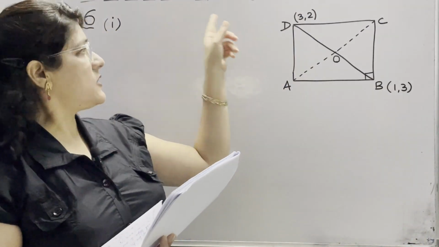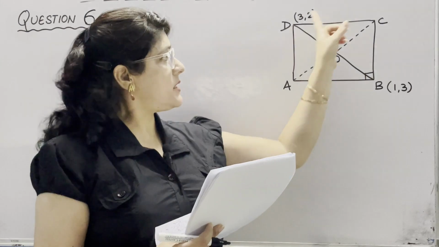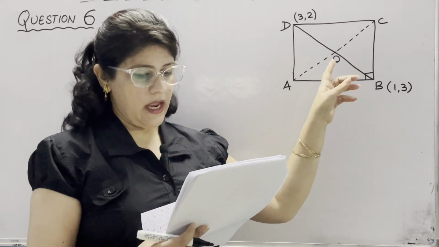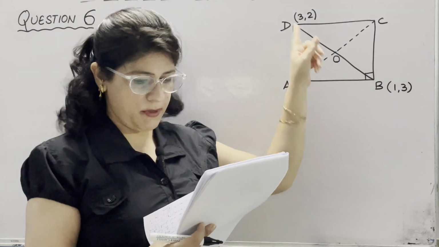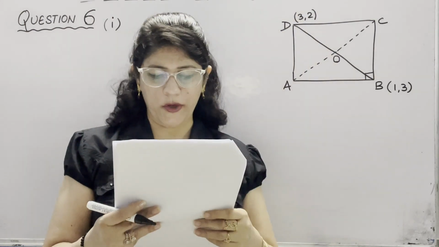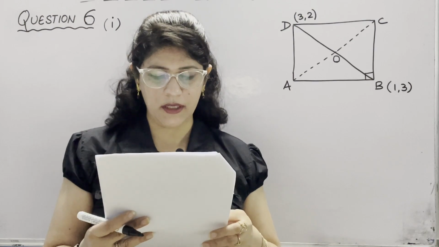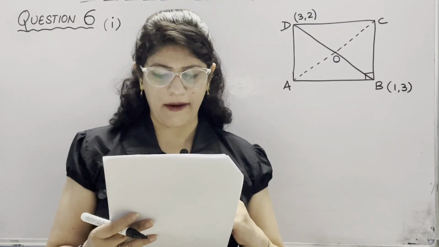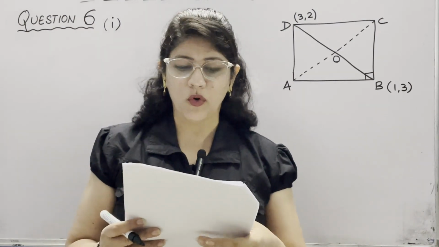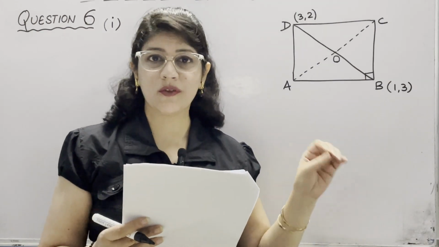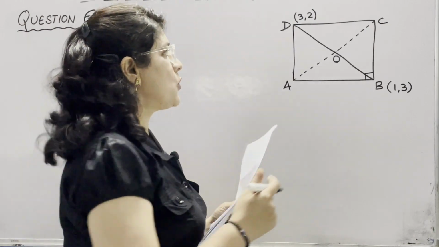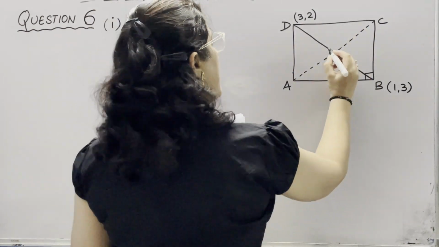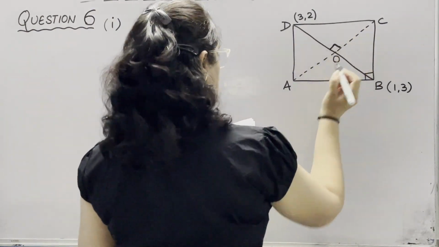In question number 6, part 1, ABCD is a square, where B is (1, 3) and D is (3, 2), the endpoints of the diagonal BD. Find the coordinates of the point of intersection of diagonals AC and BD, and the equation of diagonal AC. So first of all, we know that diagonals of a square are equal and bisect each other perpendicularly. So these two diagonals are equal and they are perpendicular to each other also.